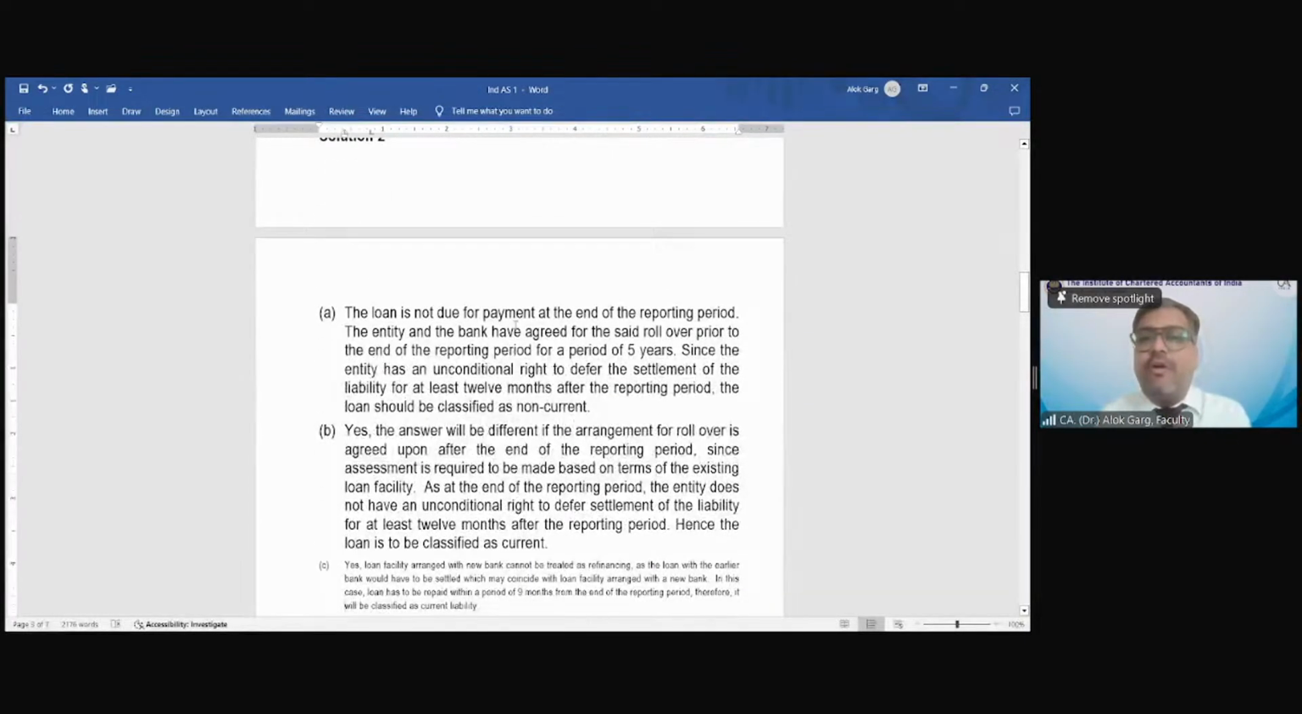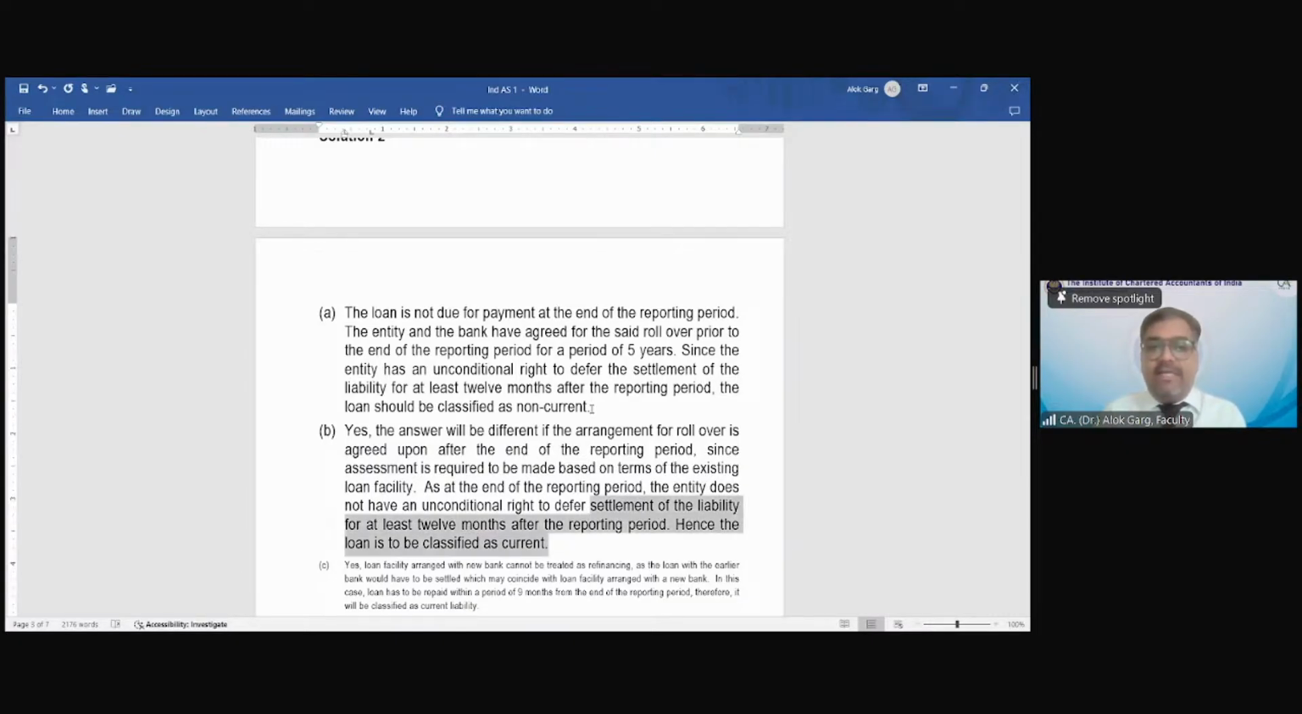The loan is not due for payment at the end of the reporting period. We are talking about answer number A. The entity and the bank have agreed for the said rollover period to the end of the reporting period for a period of 5 years. Since the entity has an unconditional right to defer the settlement of the liability for at least 12 months after the reporting period, the loan should be classified as non-current. Okay, this is what you guys have answered.